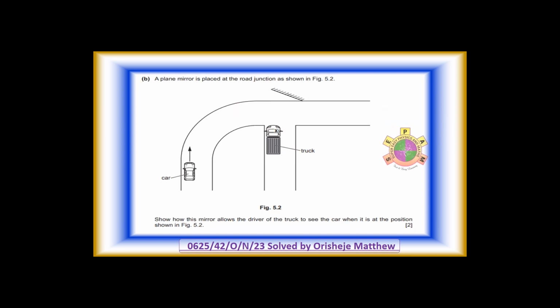Question 5b. A plane mirror is placed at the road junction as shown in Figure 5.2. Show how this mirror allows the driver of the truck to see the car when it is at the position shown in Figure 5.2. The incident ray from the car tangential to the high wall strikes the mirror and is reflected to the eye of the driver X in the truck.